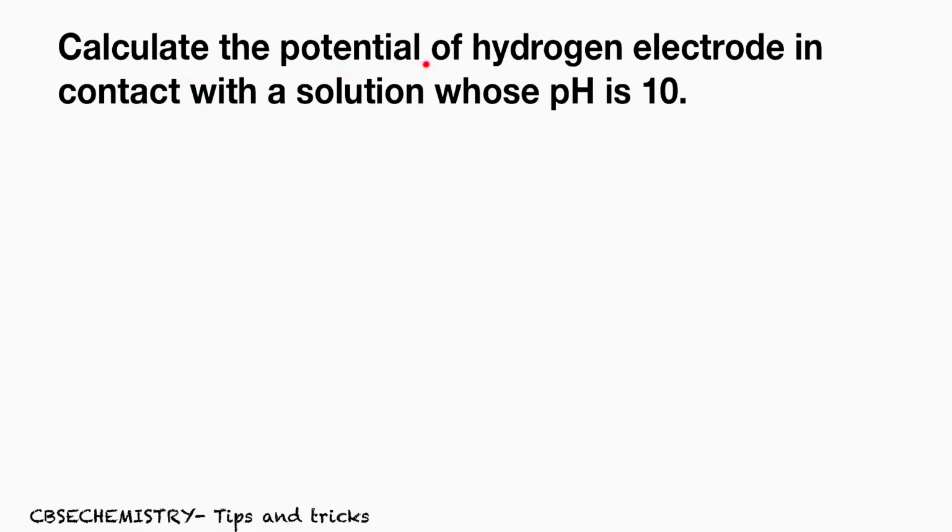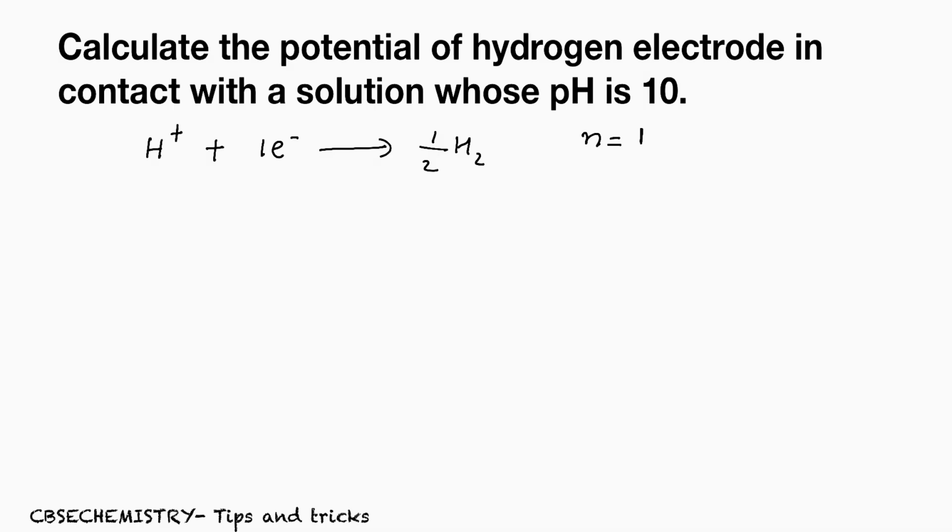Calculate the potential of hydrogen electrode in contact with a solution whose pH is 10. Here what we have to find? We have to find E cell of hydrogen electrode half cell. What is the half cell reaction of hydrogen electrode? That we already know, right? H plus plus 1 electron gives half H2, correct? So here n is the number of electrons involved, which is 1.